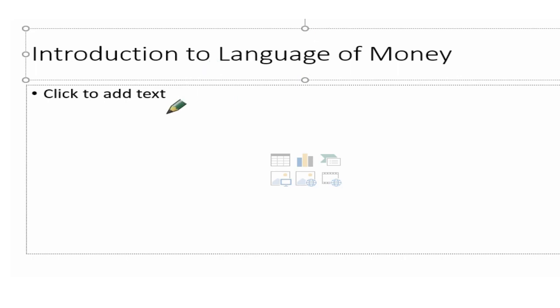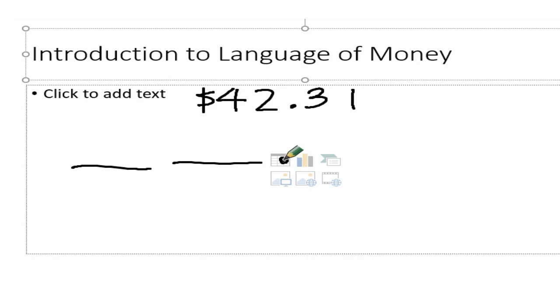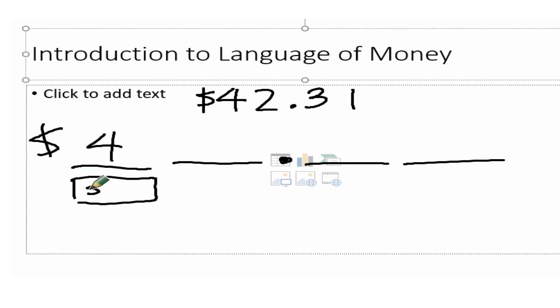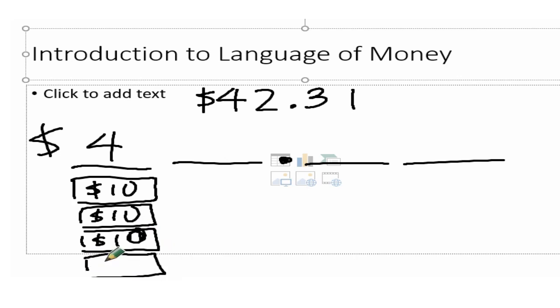Okay, so let's do another one. Let's say my money is $42.31. Okay, so again, I'm going to put my 4 places here. The 4 is the 4 tens. That means I have 4 $10 bills. Miss Tam is drawing some very quick $10 bills here. That's 4 $10 bills, right? Then I have the 2 right here, 2 on the ones place. That means 2 $1 bills.